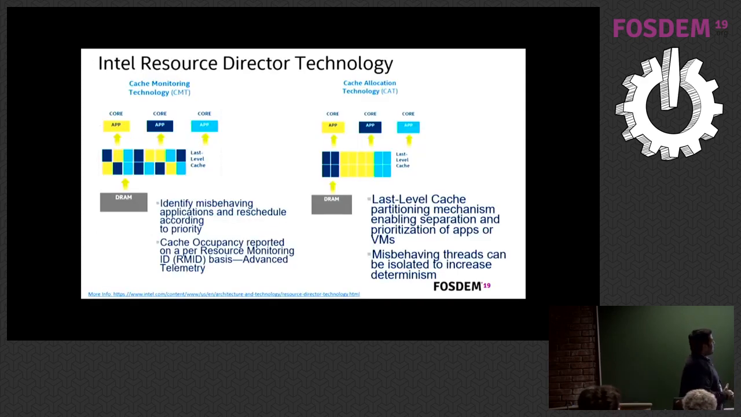Right, so in order to avoid that, Intel has introduced Resource Director Technology on a CPU. It's an umbrella of technologies, and a couple of them we'll look into today. One is Cache Monitoring Technology. It gives you hardware infrastructure to get advanced telemetry of which application, or which core, uses what amount of cache. Based on this, you can identify misbehaving applications and move them around.